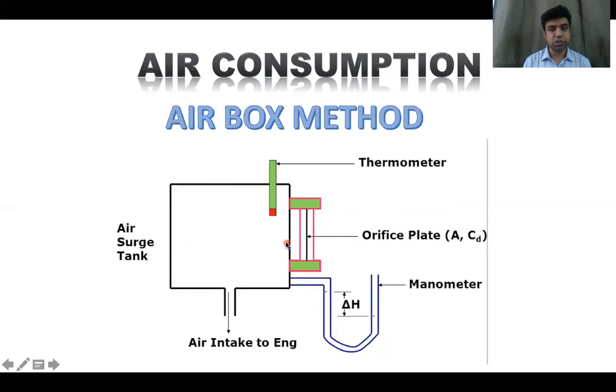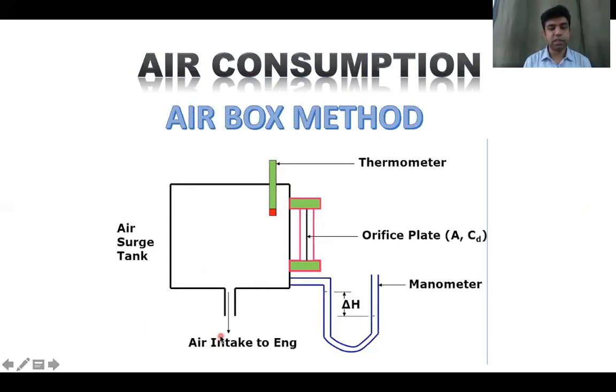This surge tank is also connected with a thermometer which can indicate the temperature of the air. At the bottom part you see there is one U-tube manometer which is used to measure the pressure of the air. So in total we have two different apparatus, thermometer and manometer, attached to the surge tank. So that is its construction part. Now let us understand the working of it.